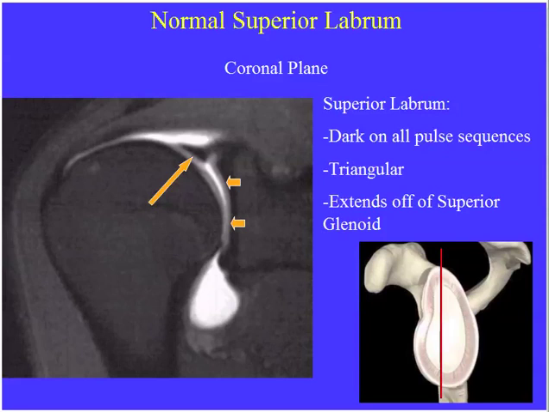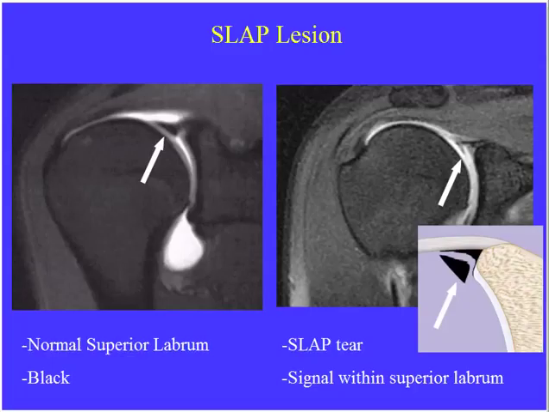And they're typically going to show this in a coronal imaging plane. So this is what that normal black triangle looks like. When we see signal violating that triangle and coming out into the triangle, as seen here in the artwork and in the MR image, this is consistent with a SLAP tear.